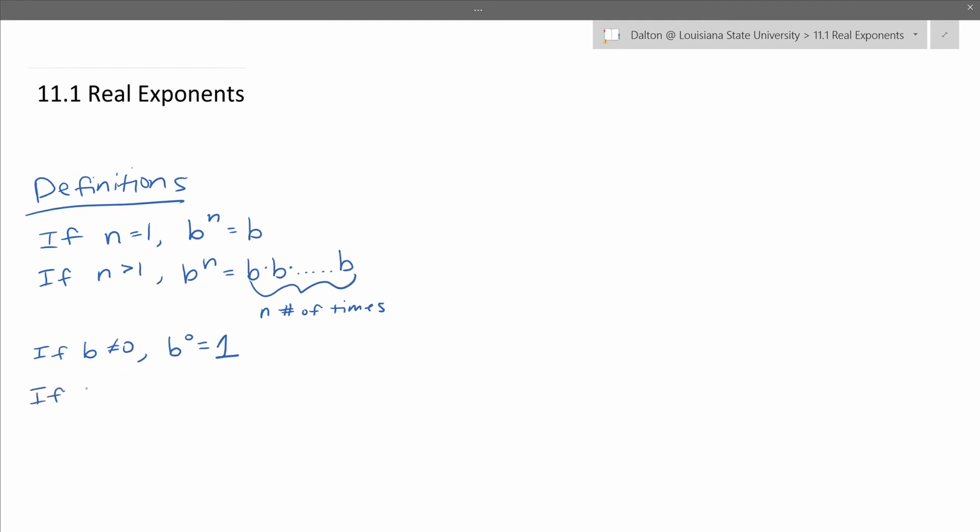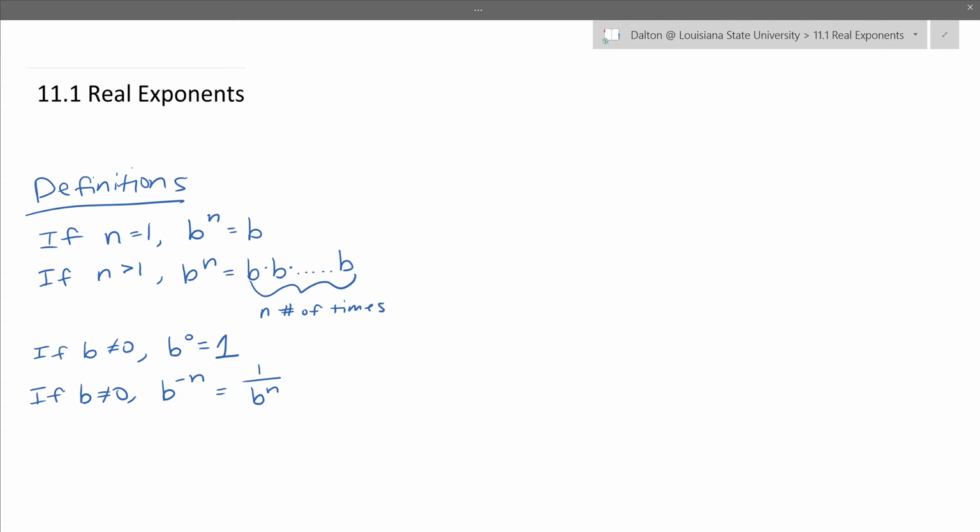Another scenario, with b not equaling 0, is b to the negative n power. We've dealt with exponents that are equal to 1, exponents that are positive, exponents that are 0. But if we have an exponent that is negative, to rewrite it as a positive exponent, you simply put it in the denominator of a fraction. So b to the negative n power is the same thing as 1 over b to the positive n power.